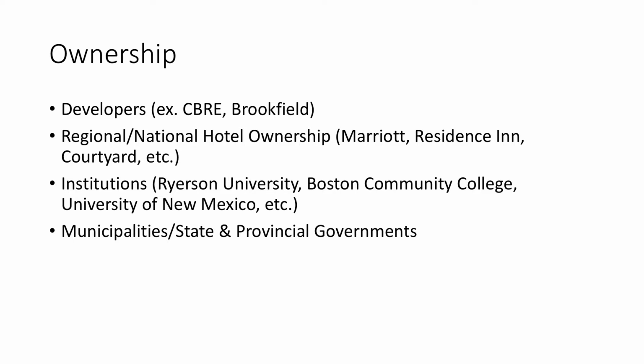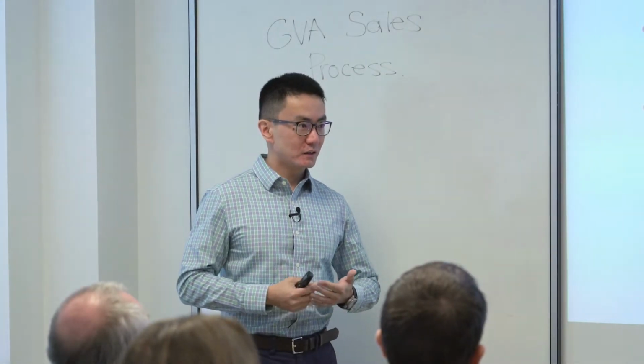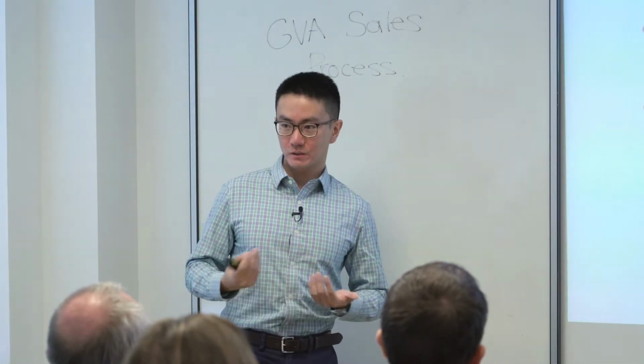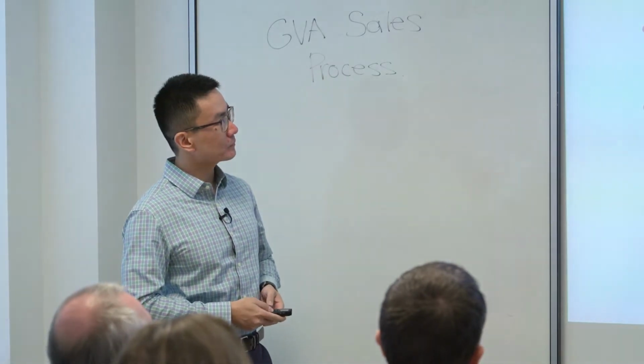There's also municipal, state, and provincial governments. Those are just a brief list of ownership. Of course, it can be as easy as GVA itself. When we need something, we are the ownership, and we can hire lighting designers to do our work.